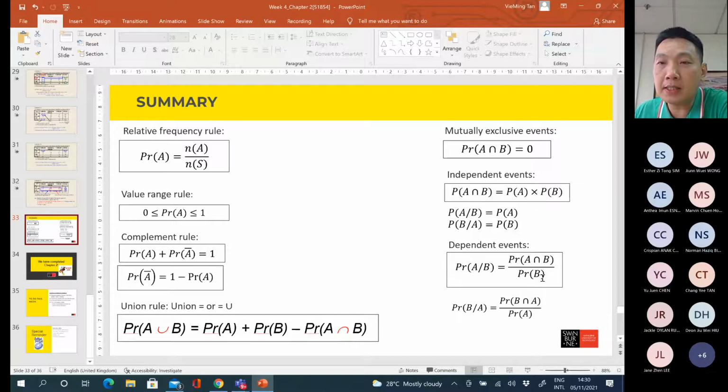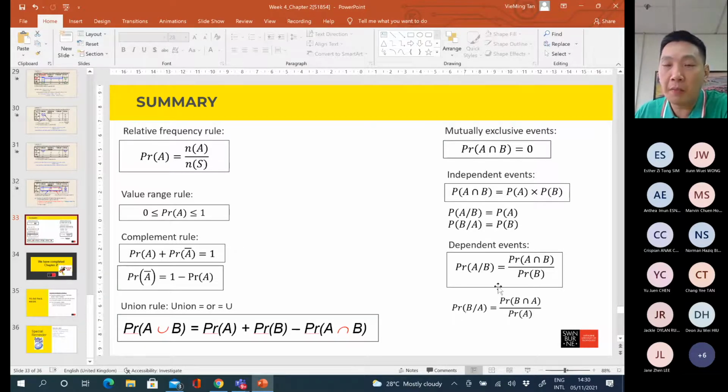So bear in mind, A intersect B is the same meaning as B intersect A. This numerator and this numerator are the same number. However, A given B is not always equal to B given A. These two are different meaning. Only the numerators are the same, right? But A given B is different from B given A.